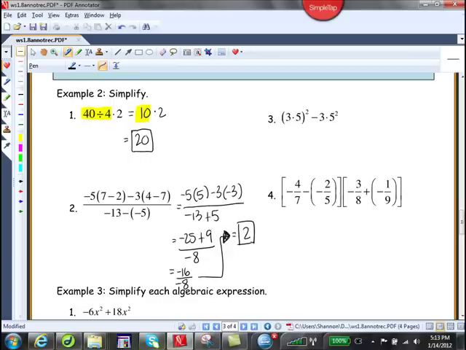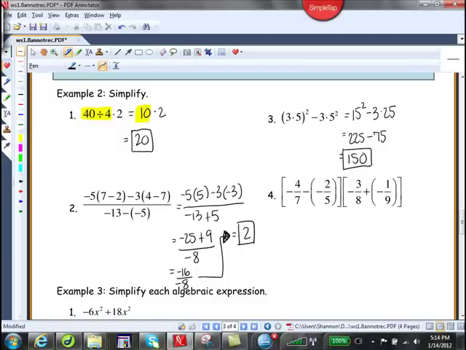So next up, we have 3 times 5 being multiplied. So that's 15, and we're going to square that bad boy. We're going to subtract. Now be careful. This is 3 times 5 squared. So 5 squared is 25. So this will be 225 minus 75. So at the end of the day, you'll get 150.